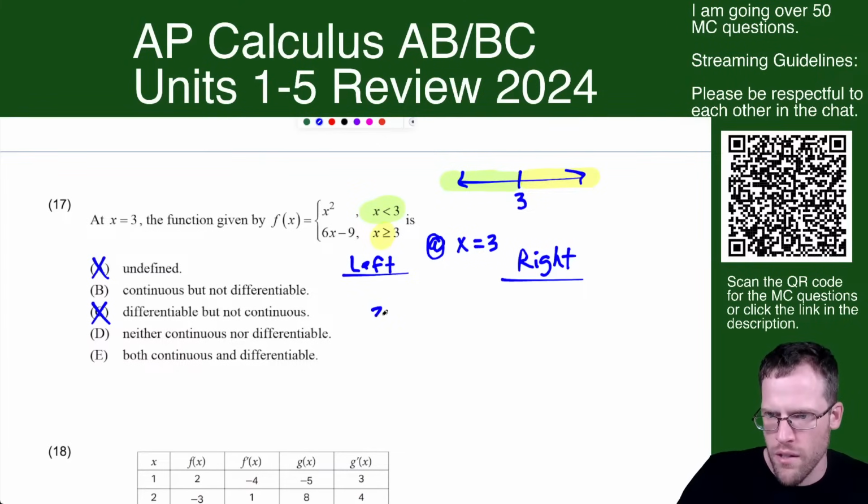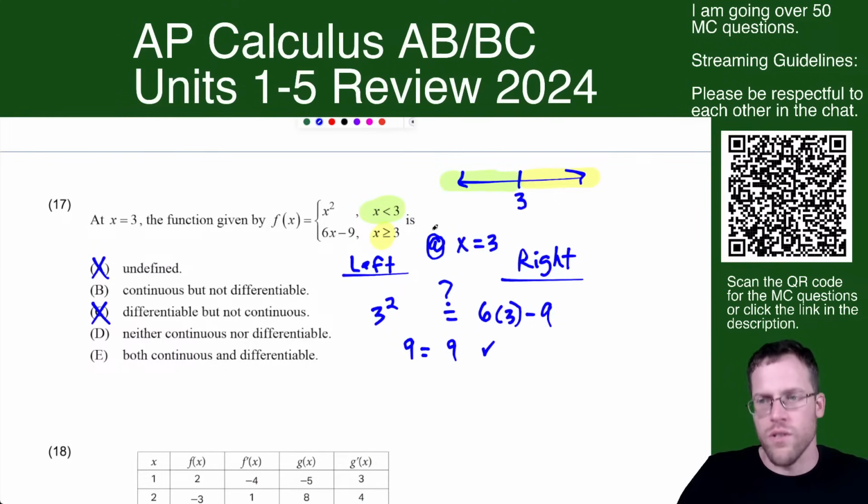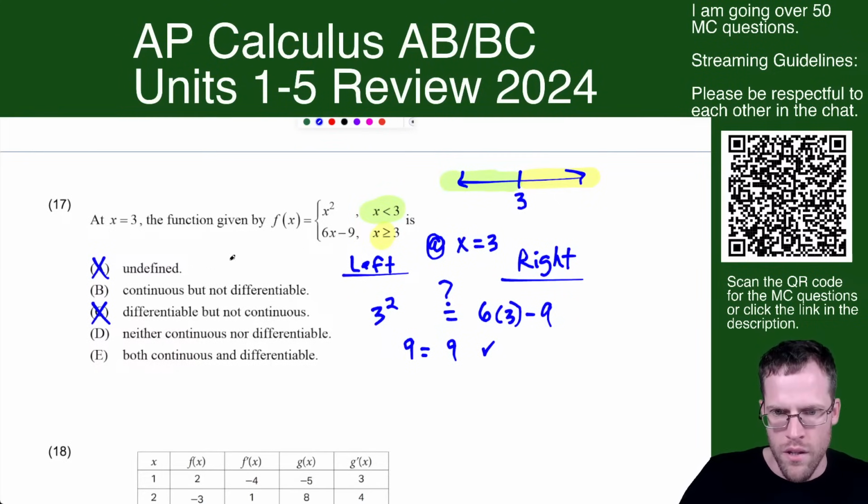So if I plug in, I have 3 squared, and ask ourselves, is this equal to 6 times 3 minus 9? And yes, 9 is equal to 18 minus 9. Check. So it's continuous. It is continuous. So neither is out. So it's either both or just continuous. So now we go an extra step. We have to derive.